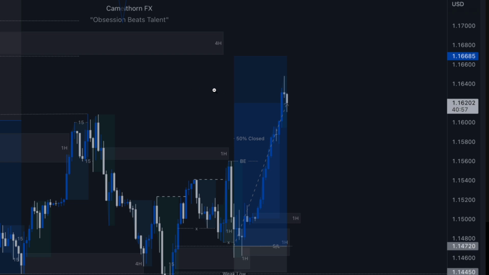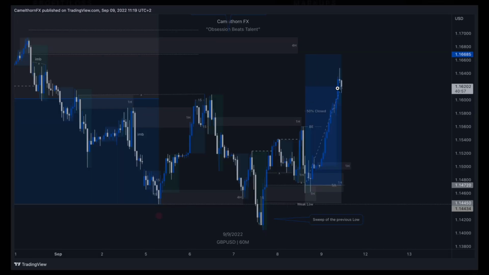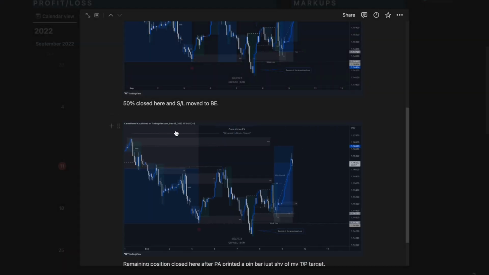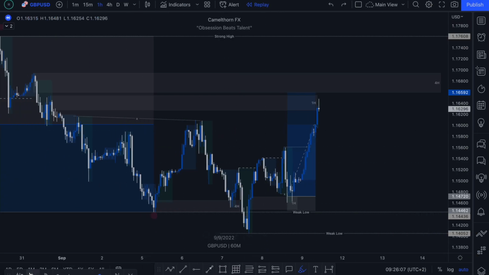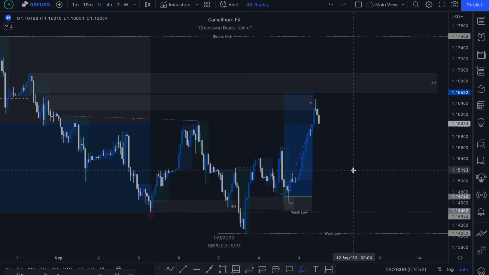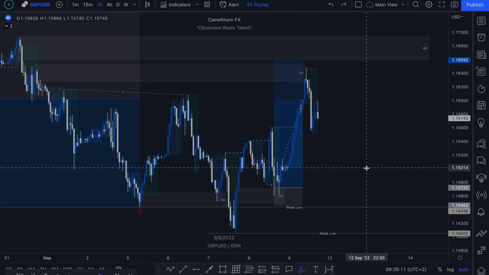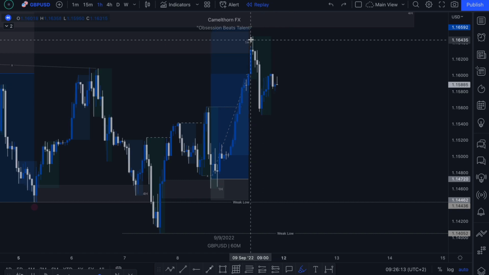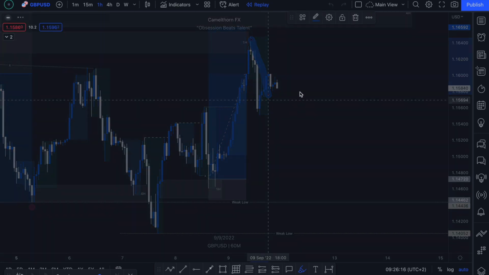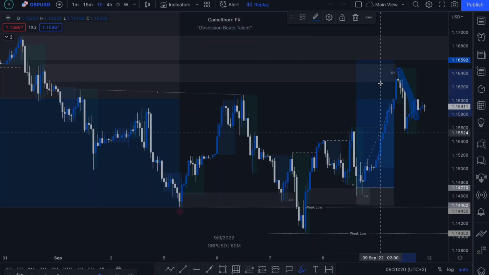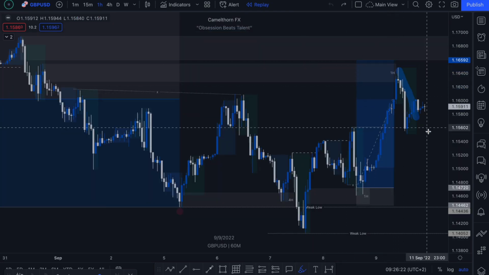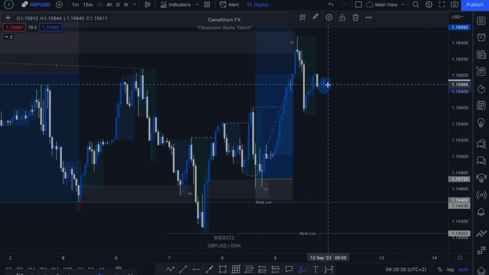And this is the screenshot that I took when I eventually closed that remaining 50%. So overall, I managed to bag around 2.5% on this trade. If I just go back to the charts here and allow price action to play out so we can see how price action closed, you can see that we did indeed have a rather aggressive bearish reaction from that 1 hour supply zone. And this is where price action closed.